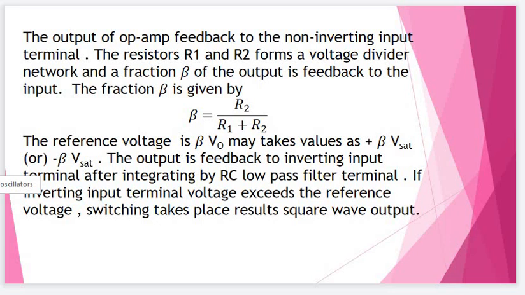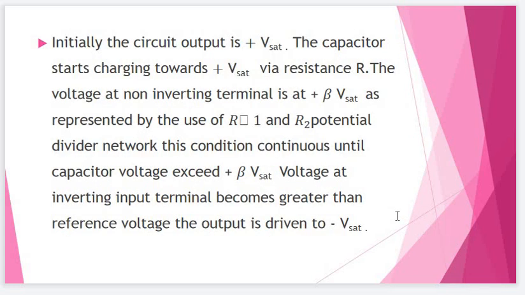The output is also fed back to the inverting input terminal after integrating by an RC low pass filter. If the inverting input terminal voltage exceeds the reference voltage, switching takes place, resulting in a square wave output. Initially, the circuit output is plus V saturation. The capacitor starts charging toward plus V saturation via the resistance R. The voltage at the non-inverting terminal is at beta V saturation, as set by the R1 and R2 potential divider network. This condition continues until the capacitor voltage exceeds beta V saturation. When the voltage at the inverting input terminal becomes greater than the reference voltage, the output is driven to minus V saturation.